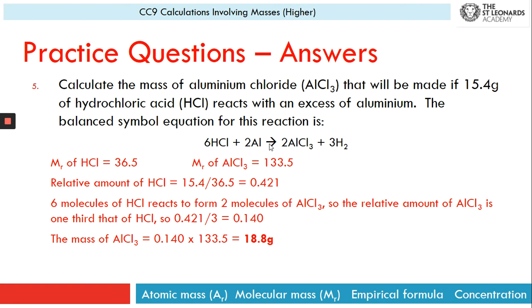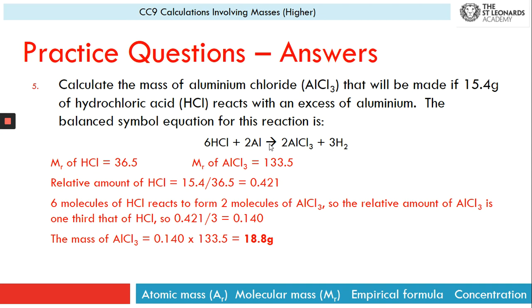Now, this is where it's slightly different and can get a little bit more tricky. The ratio there is 6 to 2. So 6 molecules of hydrochloric acid react to form 2 molecules of aluminium chloride. So the relative amount of aluminium chloride is 1/3 that of HCl. Okay, so 6 to 2 is 3 to 1, so it's 1/3 of it. So we need to divide the value we got for hydrochloric acid, 0.421, by 3, which is going to equal approximately 0.140.